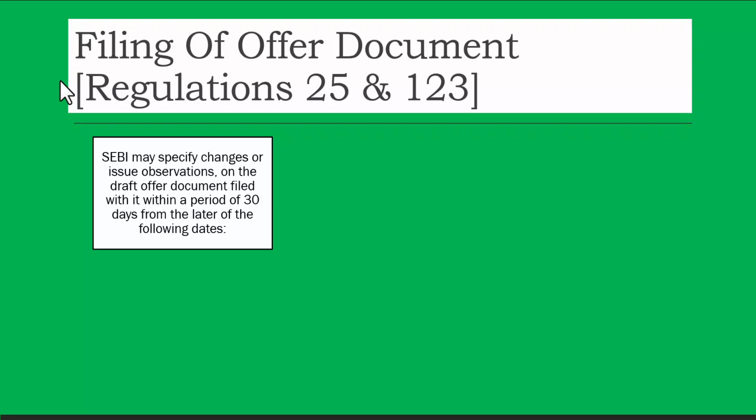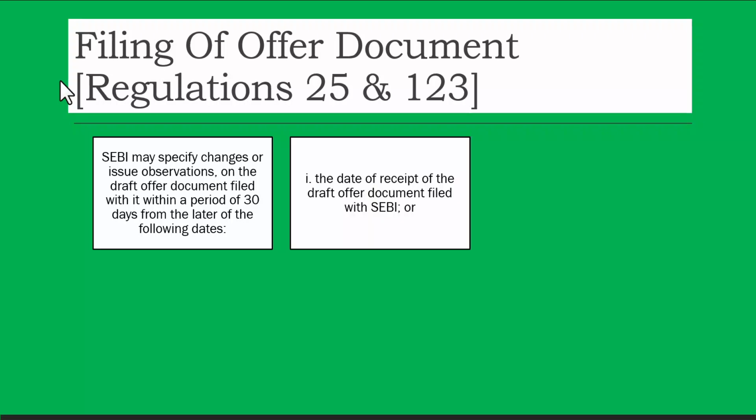Now it is written that period of 30 days from the later of the following dates. Okay, so the 30 days start from the date the offer document is filed, but subject to certain things. The date of receipt of the draft offer filed with SEBI. The moment SEBI receives it, the 30 days start from that. So within those 30 days, SEBI has to come up with their comments and either give an approval or ask the company to make some amendments.